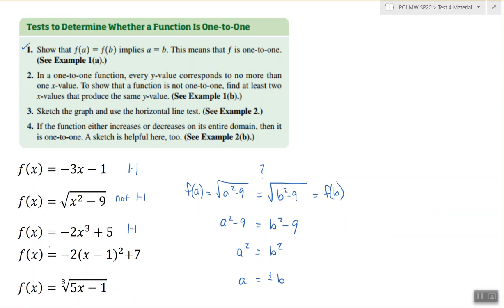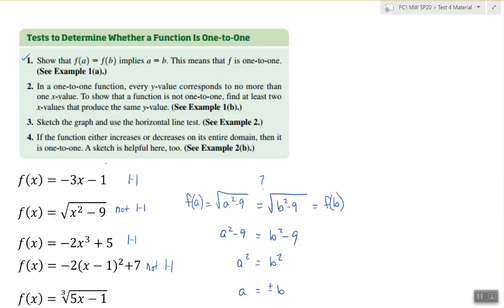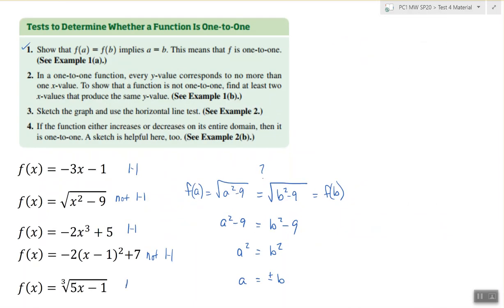This is a parabola, opening down. Parabolas are not going to be one-to-one. This one, cube root, is similar to this family of graphs right here, so this is one-to-one.